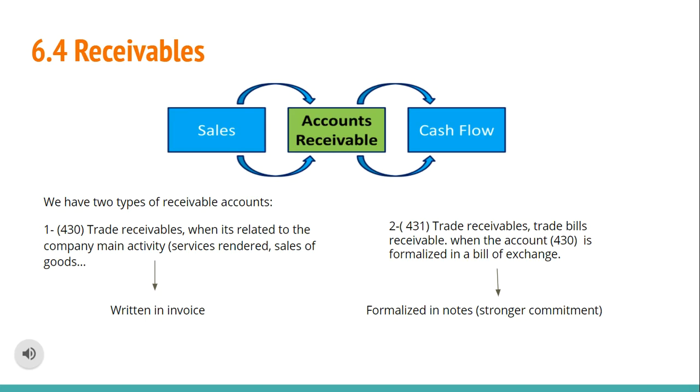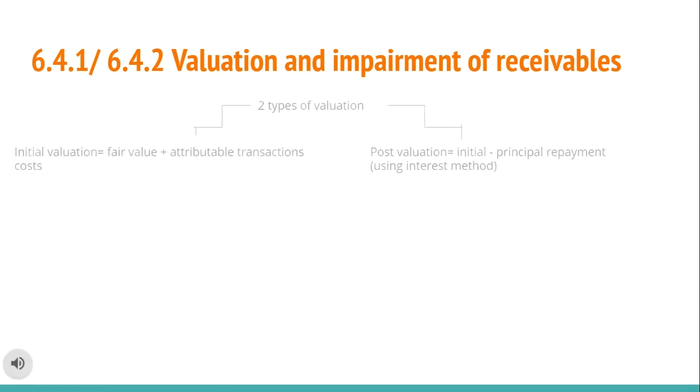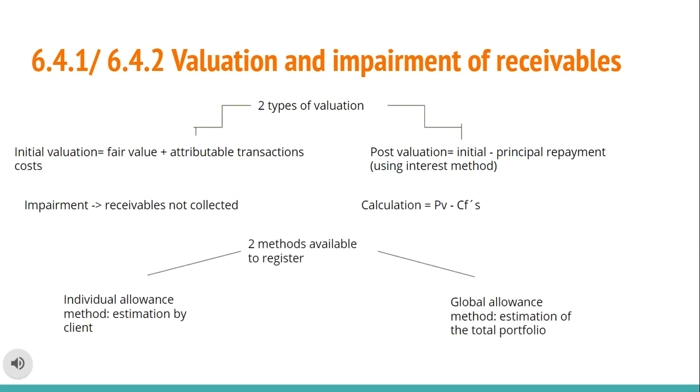It's also important to talk about the two types of valuation of receivables, that is the initial valuation and the post-valuation. Then the impairment of receivables is also important, and it happens when a certain portion of those receivables will never be collected. They can be calculated, and there are two methods to register: the individual allowance method and the global allowance method.